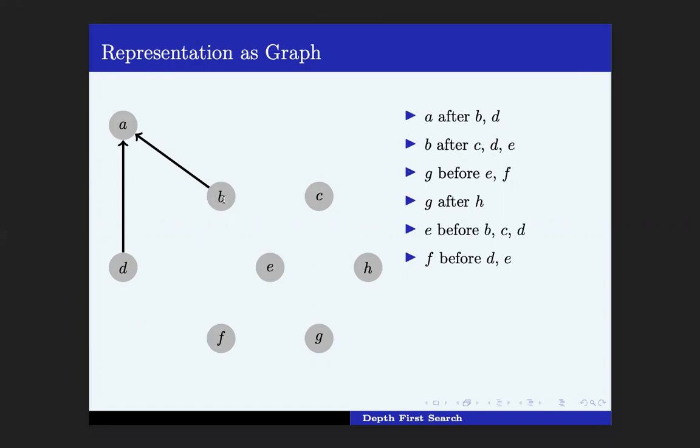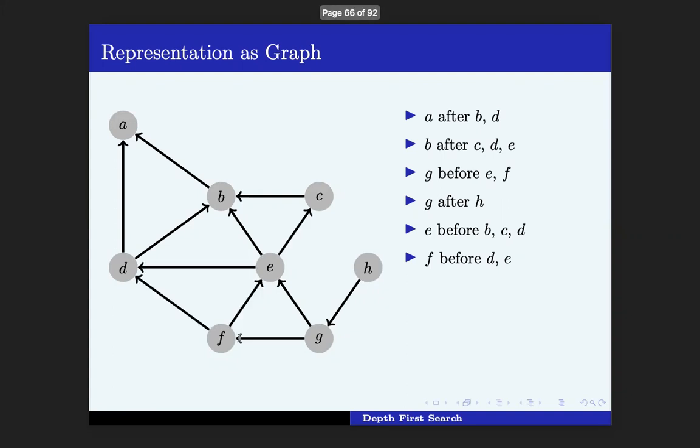Now B must be done before C, D, and E. So I will draw an edge from B to each of them, because every edge represents a binary relation. B must be done before C, before D, before E. Similarly, you can do it for all. Like G must be done before E and F. So by doing so, you can represent this whole information in a graph.